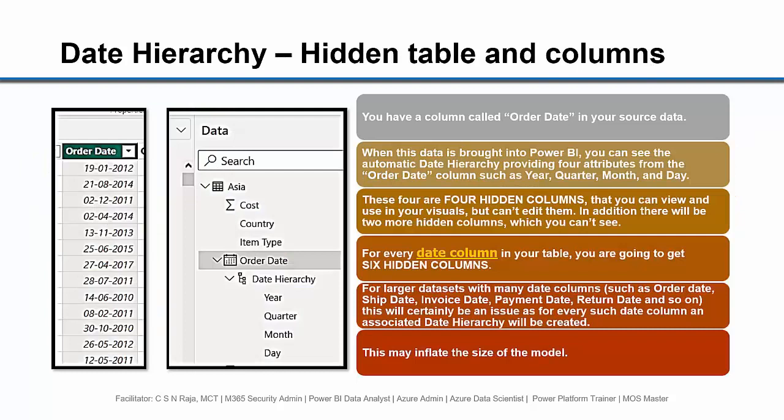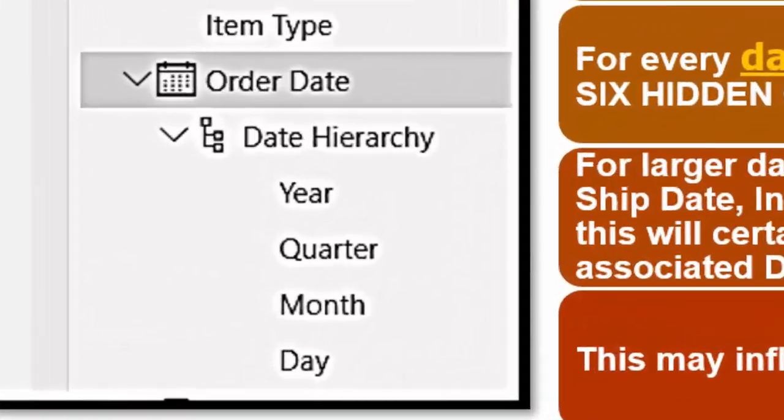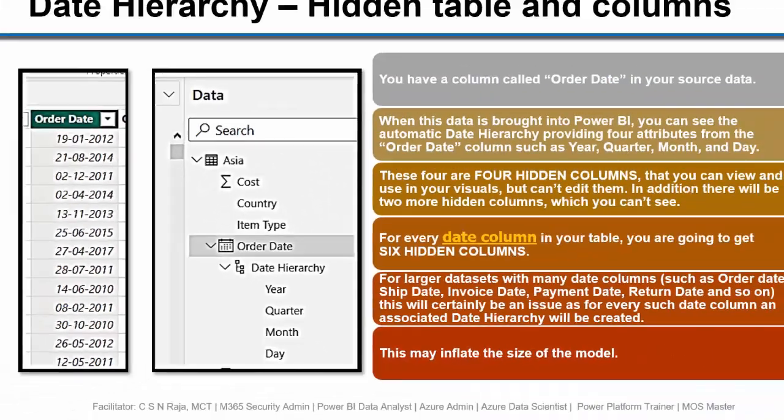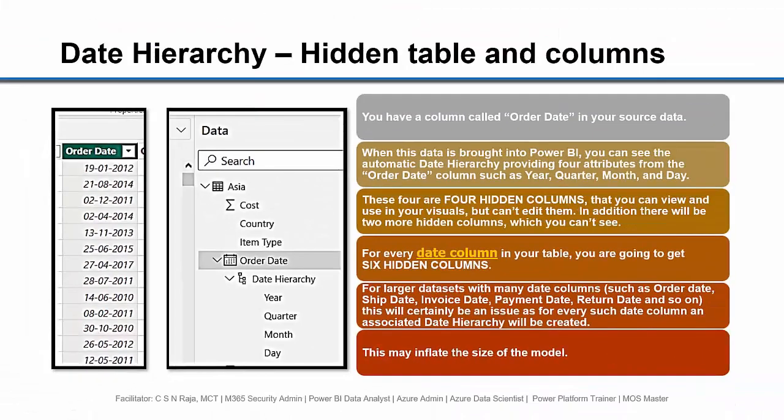So when I speak about date hierarchy, I'm using the words hidden table and columns. In the image, you will be able to see a column called order date in the source data. When this data is brought into Power BI, you can see the automatic date hierarchy providing 4 attributes from the order date column: year, quarter, month, and day. These are 4 hidden columns that you can view and use in your visuals but cannot edit. In addition, there will be 2 more hidden columns which you cannot see. For every date column in your table, you are going to get 6 hidden columns in a hidden table. In fact, it is a calculated table.